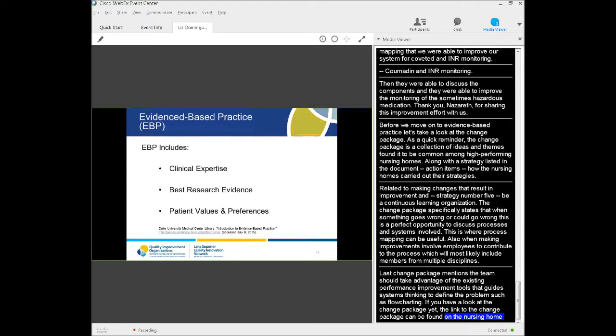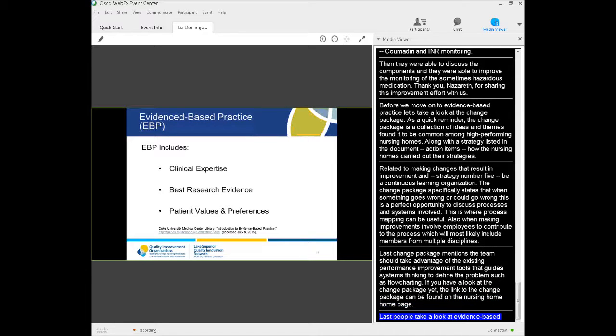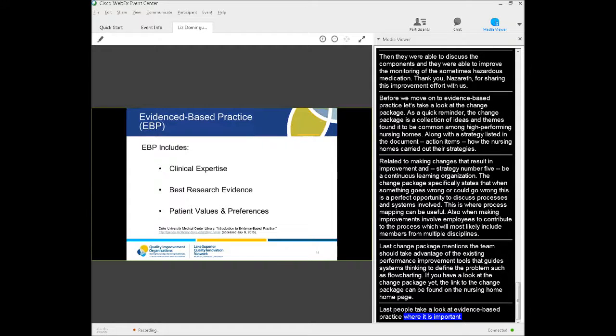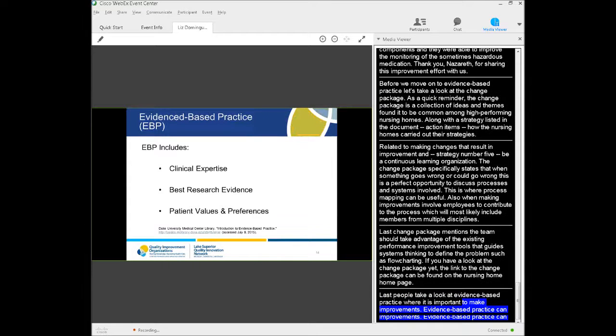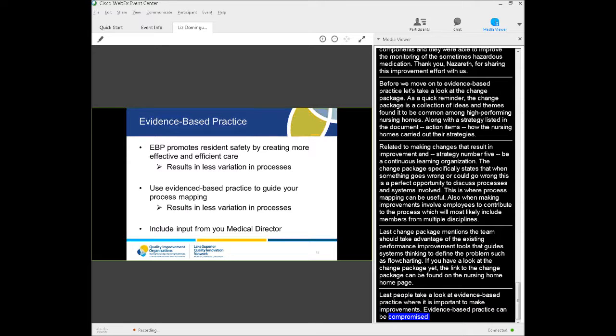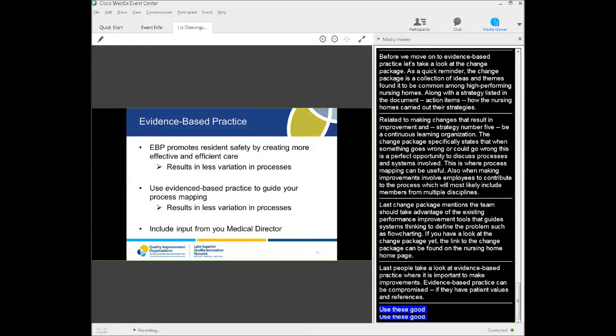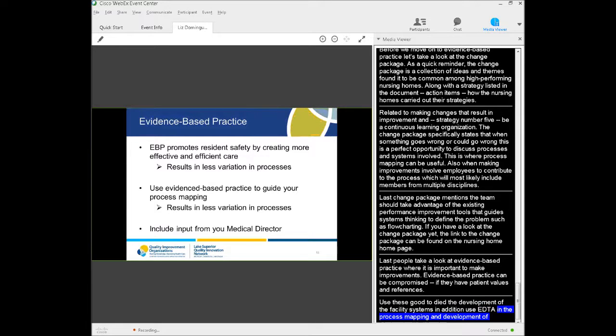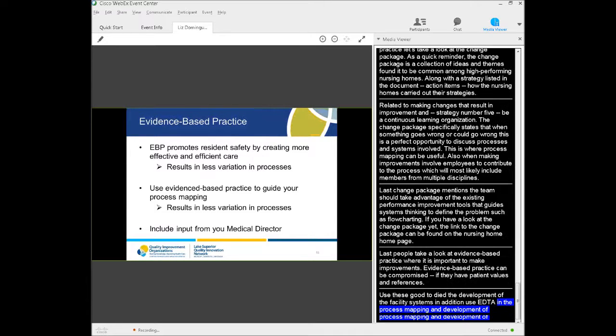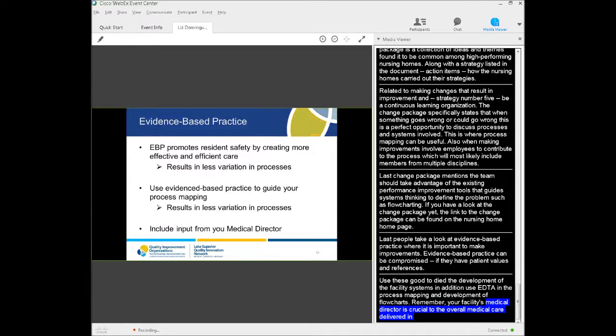Lastly, we'll take a look at evidence-based practice, or EBP, and why it's important when making improvements. Evidence-based practice can be comprised of clinical expertise, the best research evidence, and patient values and preferences. Use evidence-based practices to guide the development and revisions of your facility's system. In addition, use EBP in your facility's process mapping and development of flowcharts. Remember that your facility's medical director is crucial to the overall medical care delivered in your facility. Ensure their involvement in the implementation of evidence-based practice.